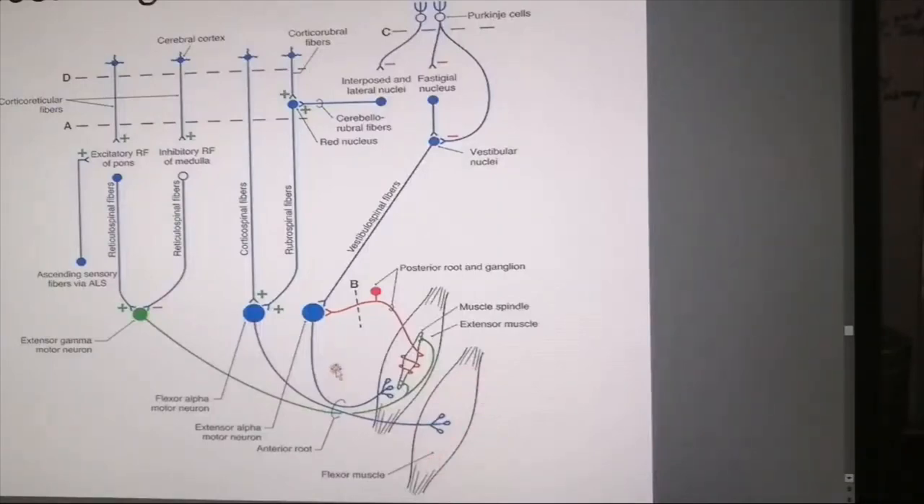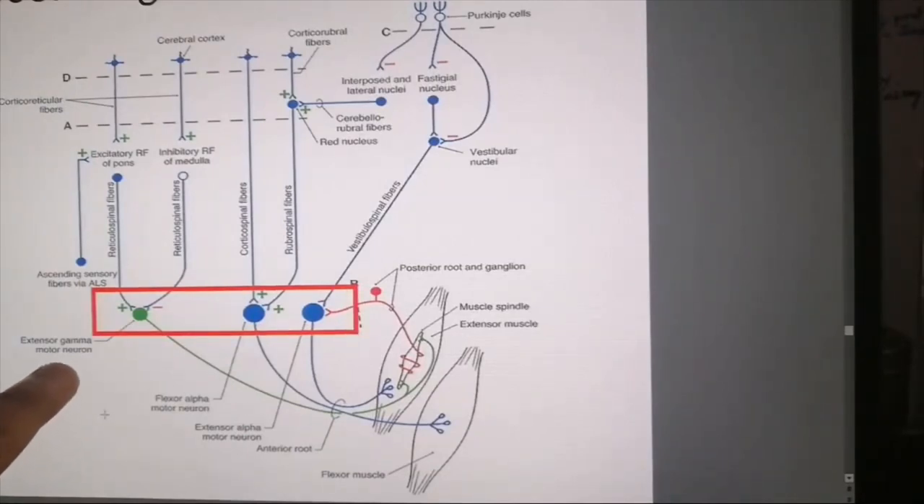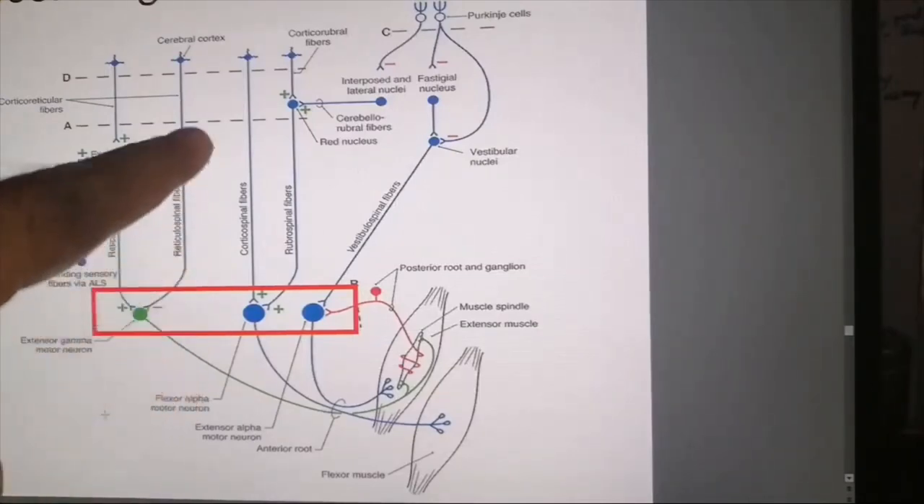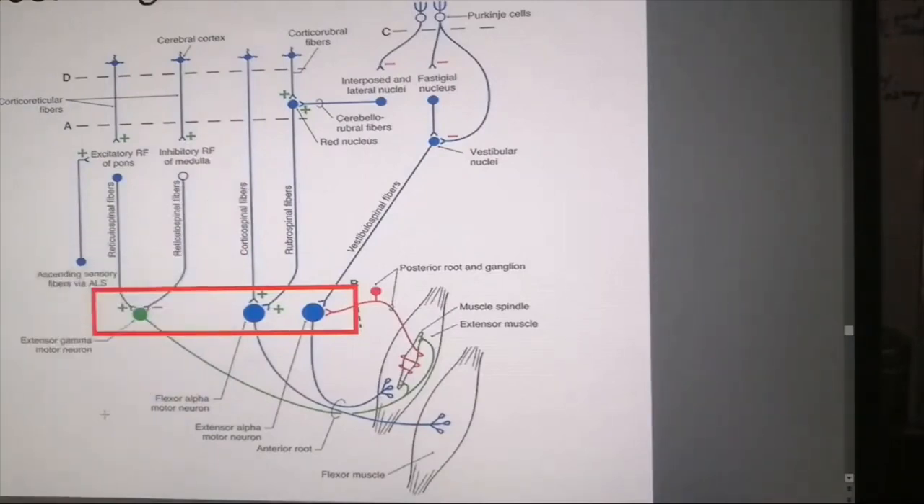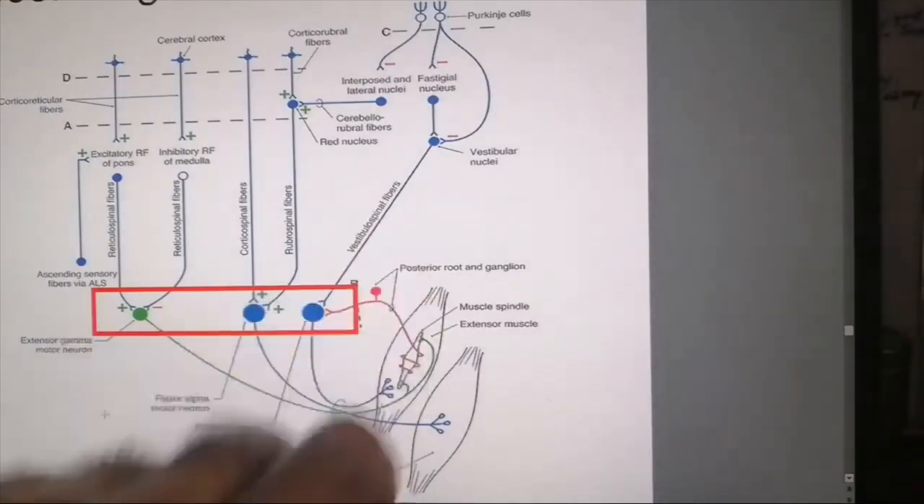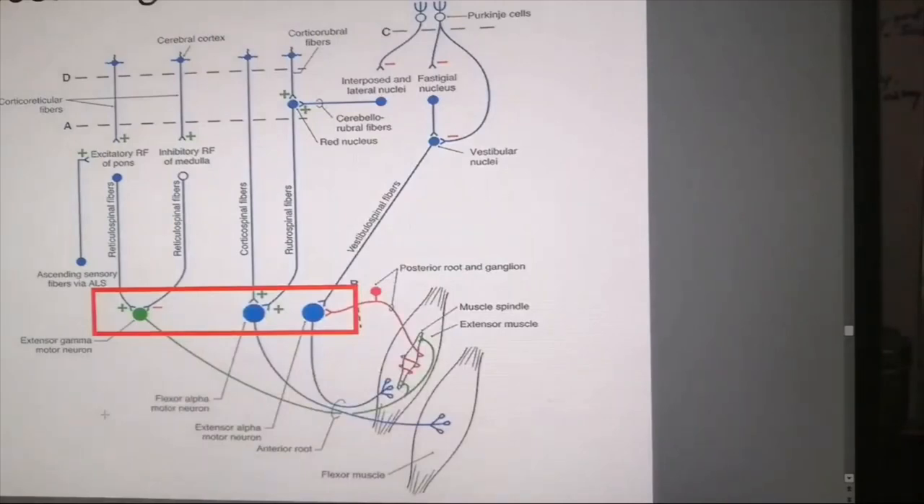Another very interesting thing that you immediately should learn is this information. Check this out. What do you see in this red box? See that the gammas, the gamma family, is under the reticulospinal tract influence. See the flexors, the flexor alpha is under the influence of the corticospinal and the rubrospinal. Finally, extensor alpha again is under the influence of vestibulospinal, which is a brainstem level of descending tract.